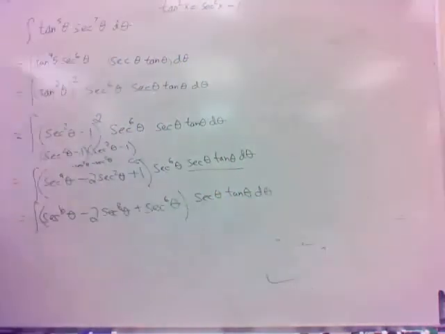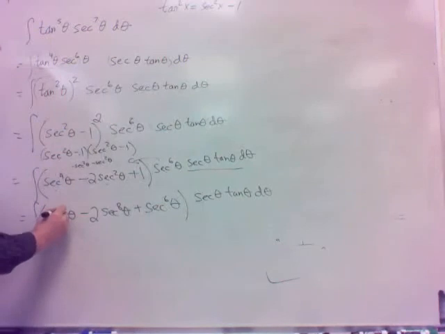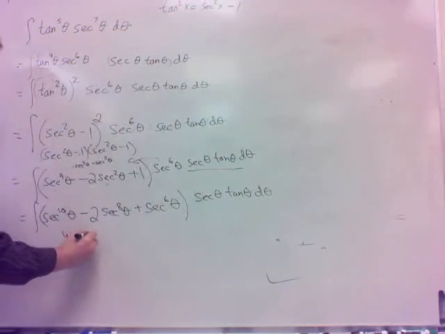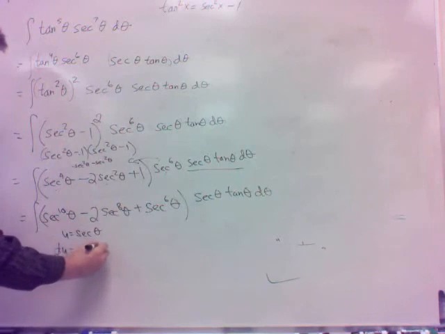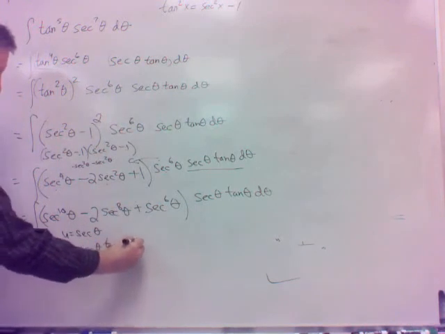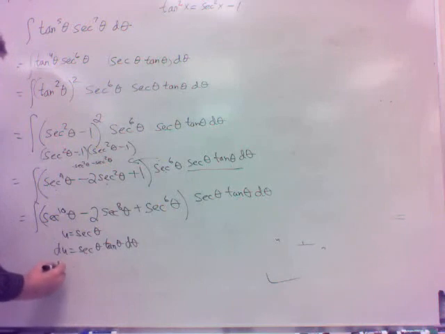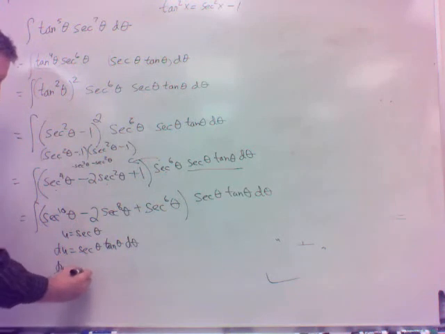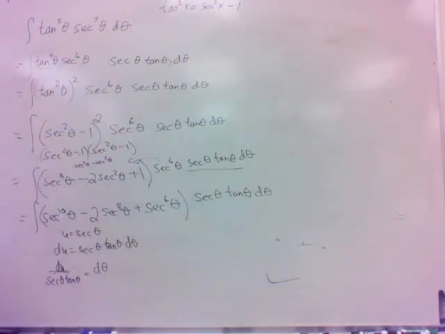Excuse me. And I'm going to let u be the secant. And then du is secant tangent d theta. So yeah, that's going to work out pretty well, because du will be the secant tangent d theta, so d theta is du over secant tangent. That's going to work out nicely, canceling out there.